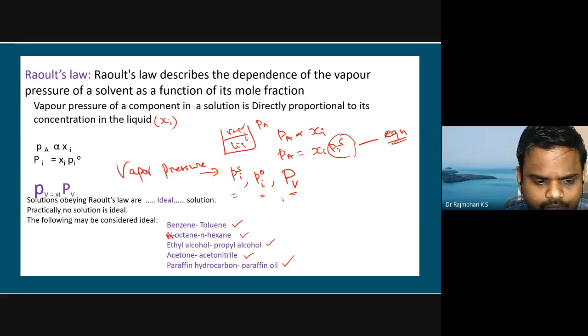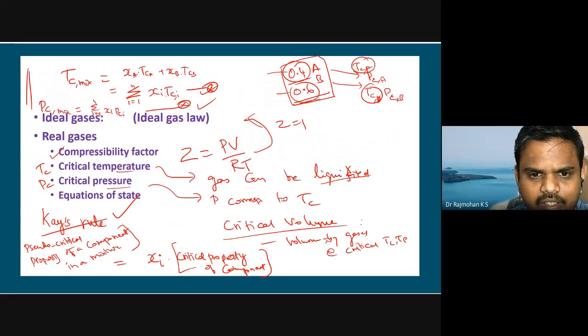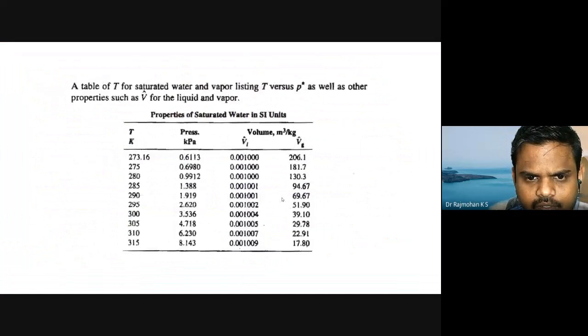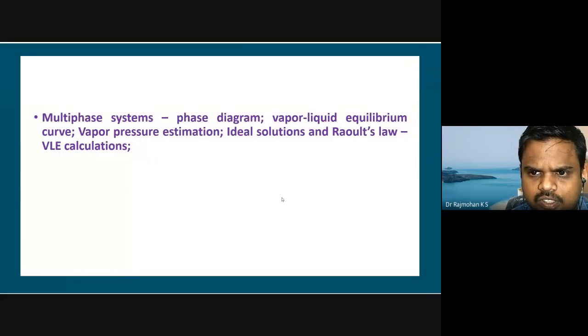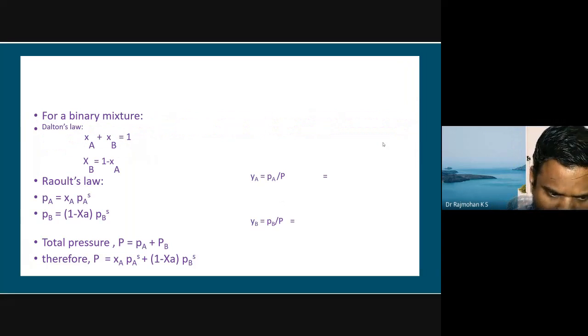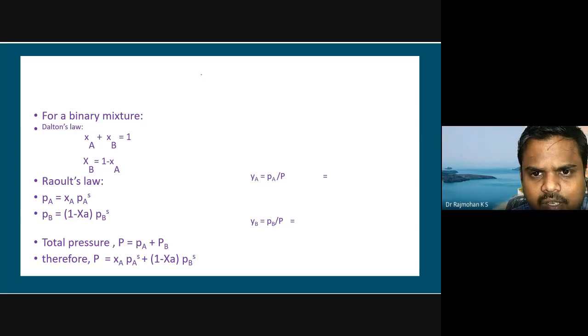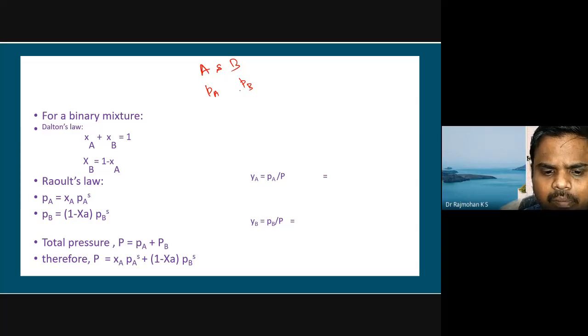So practically no solution is ideal, right? And these are some of the examples for ideal solutions. These may be considered. If you look at vapor liquid equilibria, we have to discuss this Raoult's law. If you are considering a binary mixture of A and B, we can say that A will have a partial pressure PA, B will have partial pressure PB, and A will have a vapor pressure PA naught or PAS, and B will have a vapor pressure of PB naught, or we can say PBS.